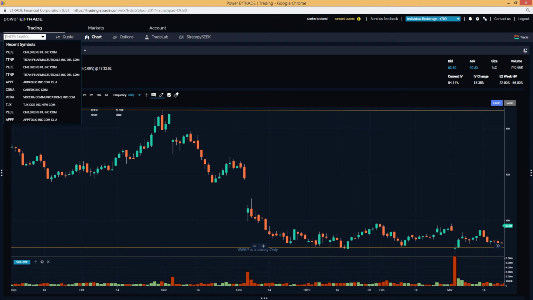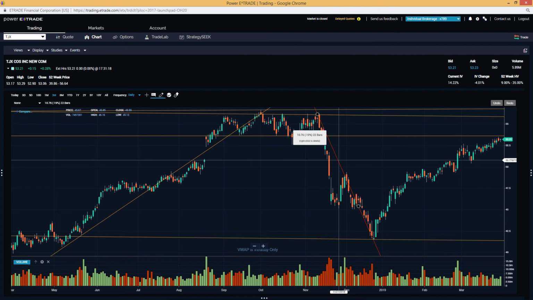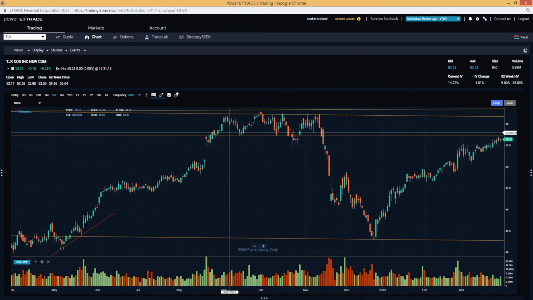Let's pull up a good one to show, that way you can fully get the explanation of what resistance is. All right, so as you can see up here, we have TJX, and it is hitting the resistance there, hitting another resistance there, and what this is doing is the sellers are refusing to accept the buyers pushing it past this line. Here we go again, right here, right here, right here.